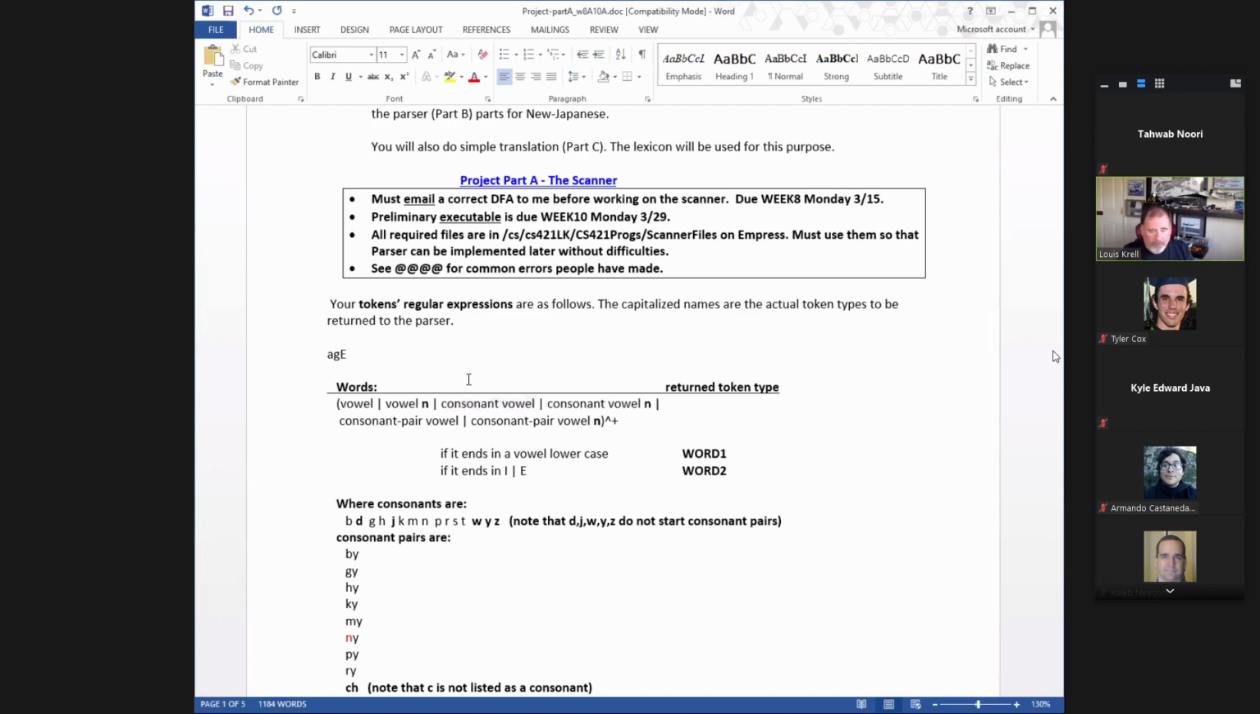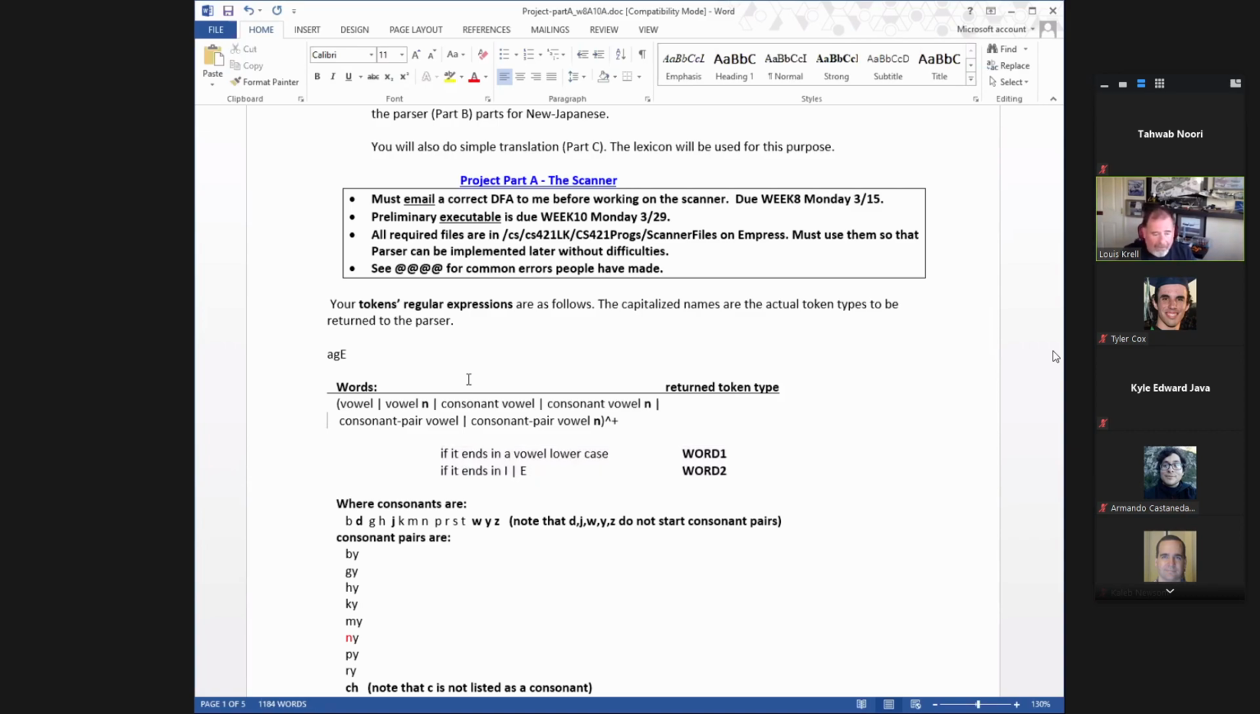You're also going to see that after you recognize a string and determine that it's valid for this language, the program is going to decide: is it of type word 1 or word 2? That means that if the word ends in a lowercase vowel, it's of type word 1. If it's got that uppercase I or the uppercase E, we consider it a word 2. Again, this is just the type of word.